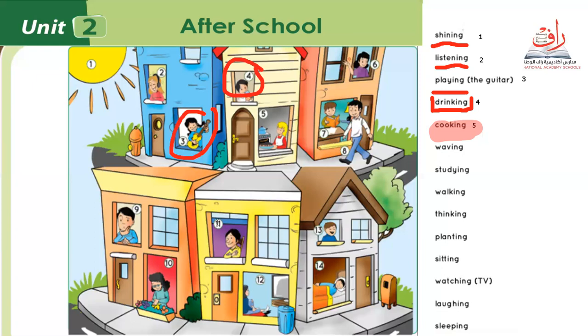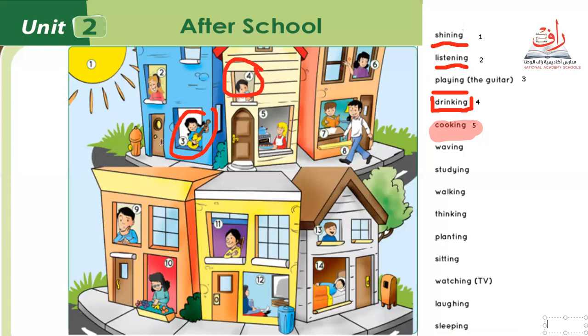Number 11, the grandma sitting. Number 12, what is she doing here? Watching, yes, watching what? TV. Number 13, this is a boy, he's laughing, yes, laughing. And number 14, what? Sleeping. Good job. Today we are going to take only the fifth word power.